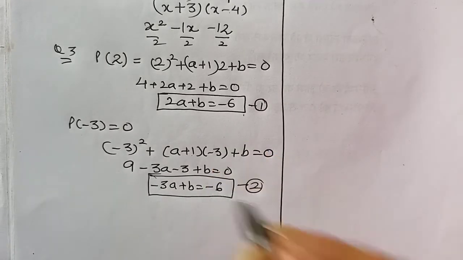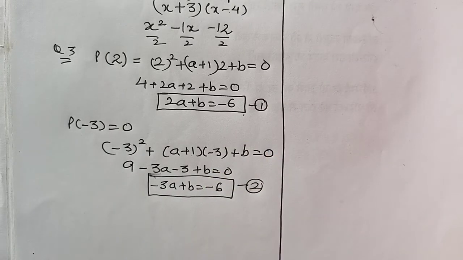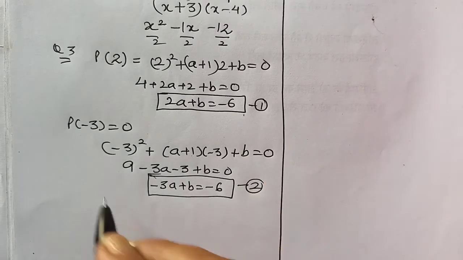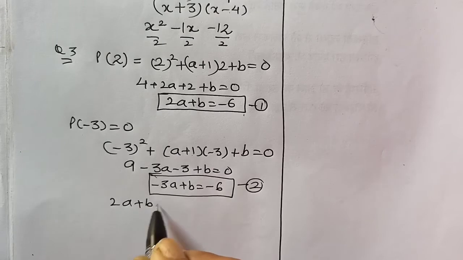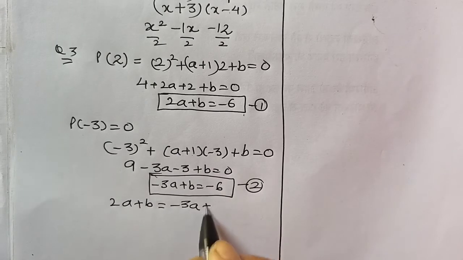Now you may solve it using the chapter 3 linear equations in two variables, or since both of them are equal to minus 6, you may simply equate them. 2a plus b is equal to minus 3a plus b.